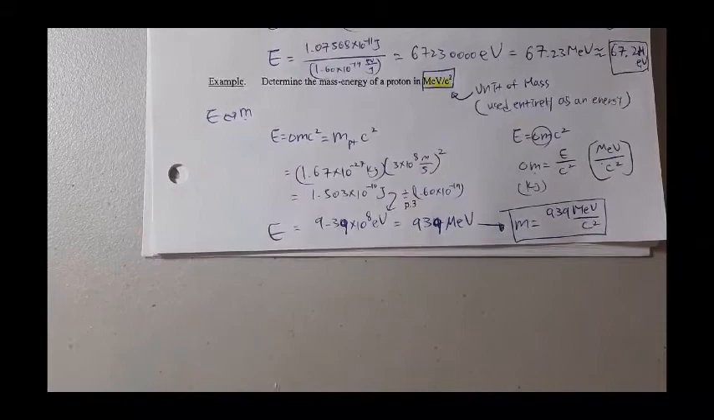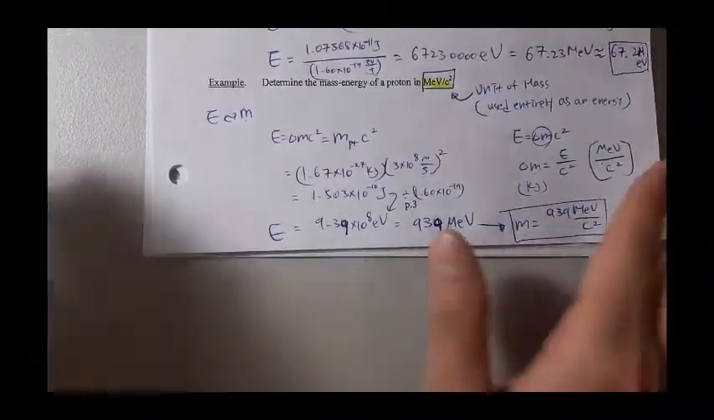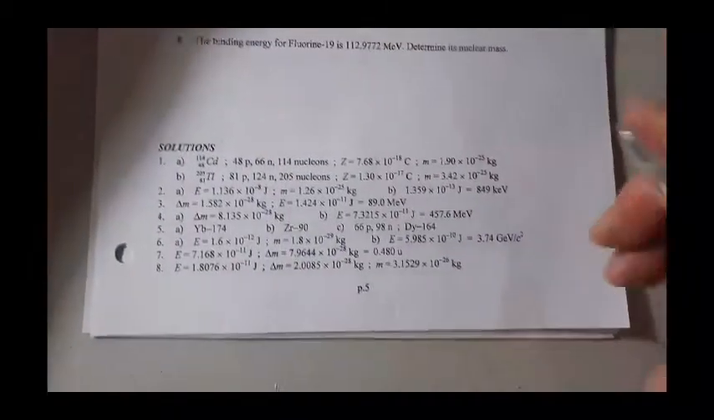Energy and mass now can be convertible. Your to-do list is basically to do any question that you see from section A, page 4, and section B, page 5. That is today's lesson.